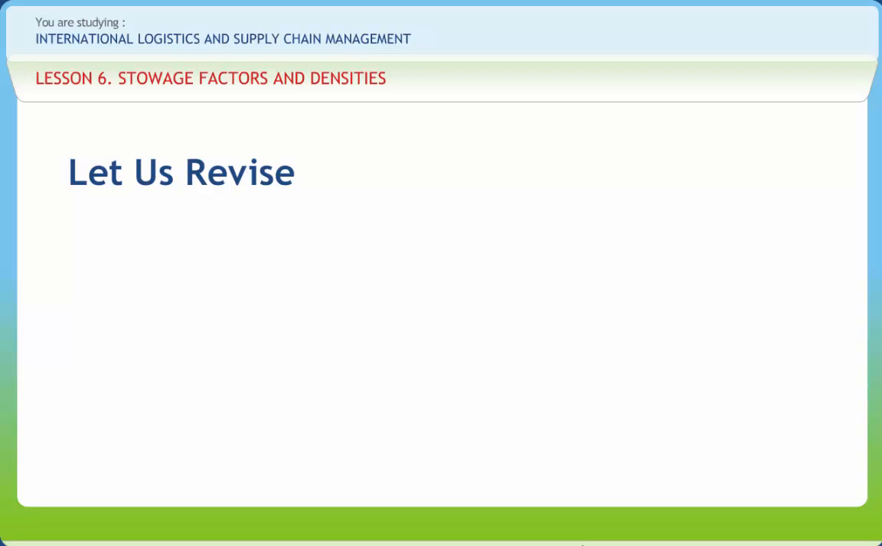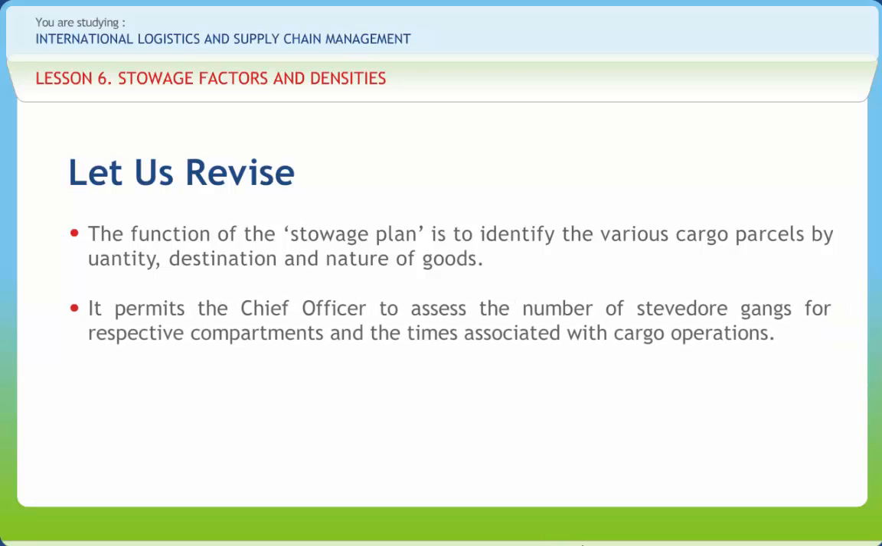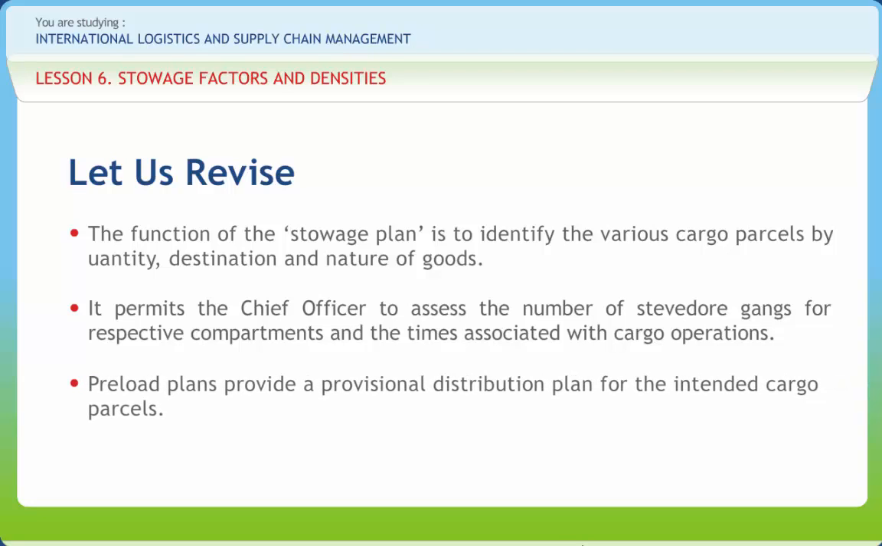Before we end, let us briefly revise what we have studied so far. The function of the stowage plan is to identify the various cargo parcels by quantity, destination, and nature of goods. It permits the chief officer to assess the number of stevedore gangs for respective compartments and the times associated with cargo operations. Preload plans provide a provisional distribution plan for the intended cargo parcels.